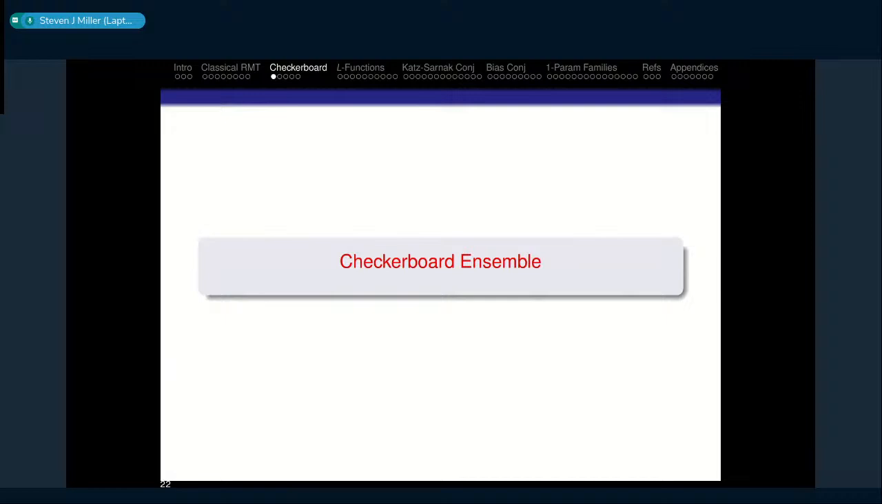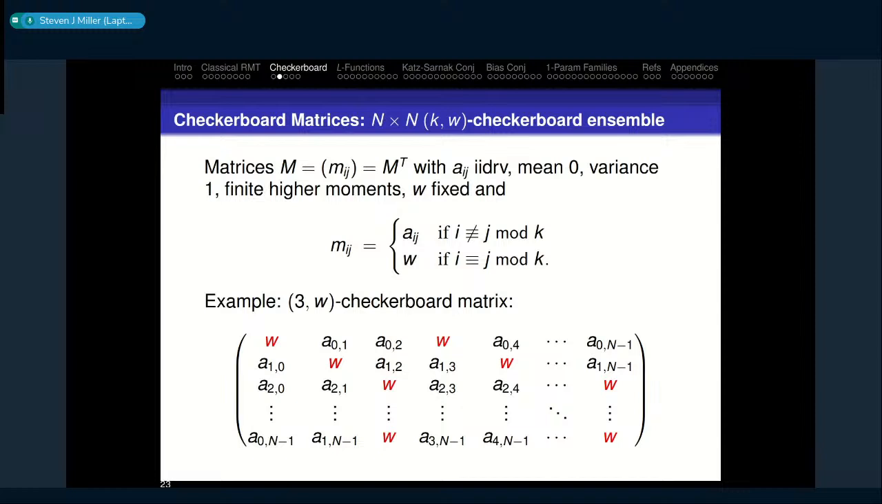So the first is what I'll call the checkerboard ensemble. And I looked at this with some students a couple of years ago. Everybody has played checkers or chess with the standard alternating squares, every other. But it doesn't have to be every 2. You could have a pattern every 3, every 4. The one below is every 4. So every fourth element in this matrix, I have the same common value w.